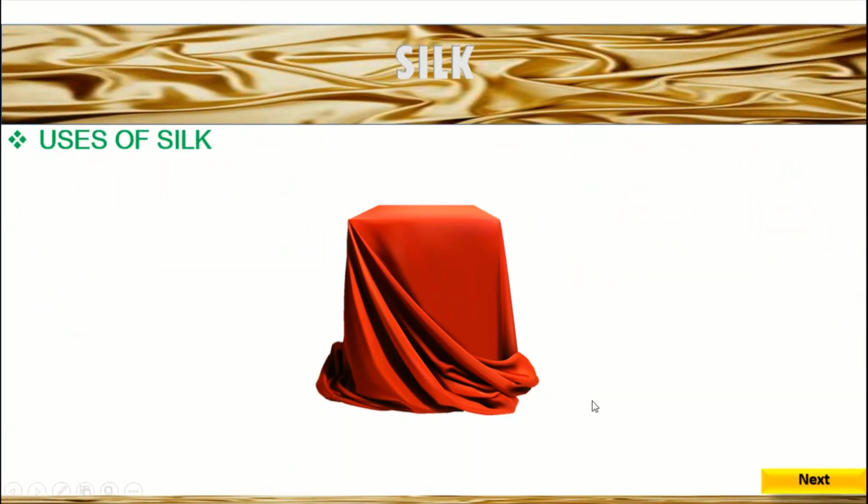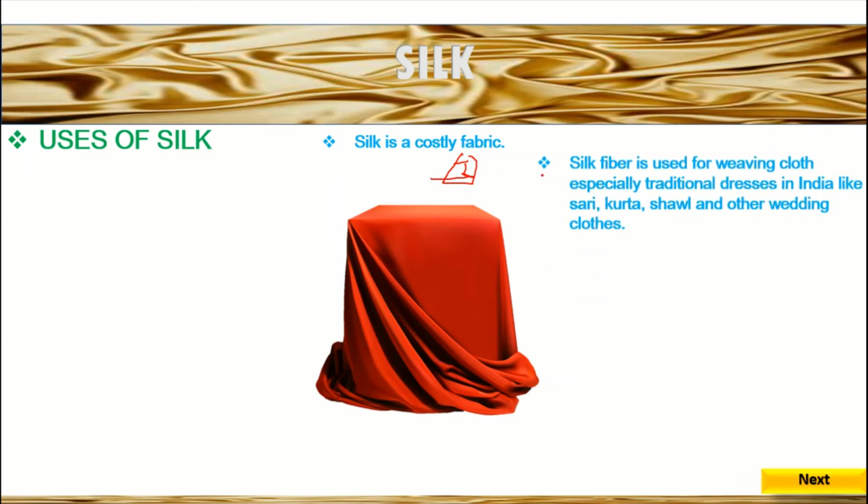First we will learn the uses of silk, how the silk is smooth, rough or coarse. Silk is a costly fiber. It is very costly. So what is next? Silk fiber is used for weaving clothes, especially traditional dresses in India like sari, kurta, shawl and other wedding clothes. So this silk is used for making clothes like many saris.